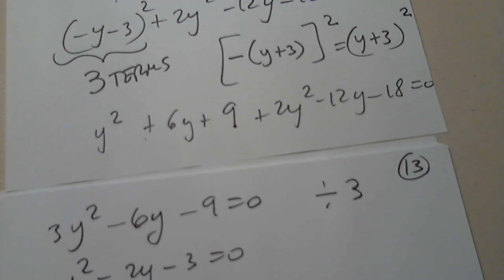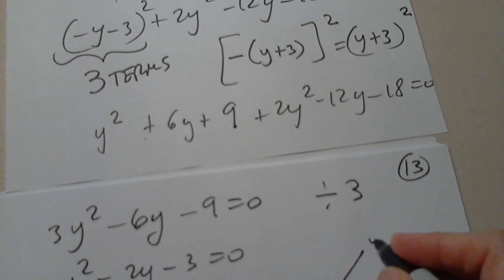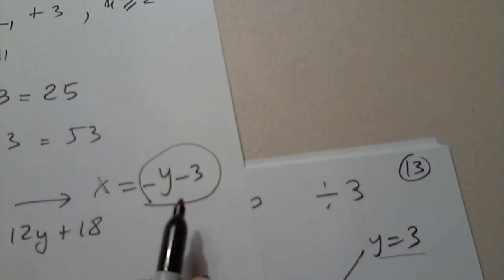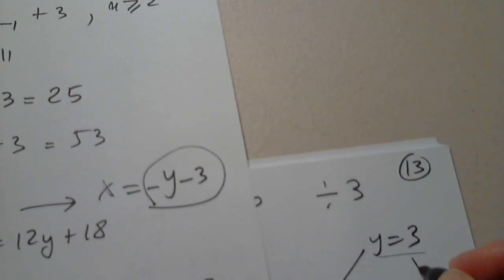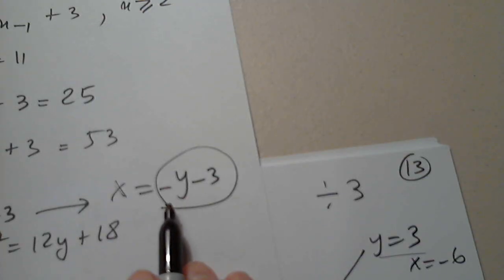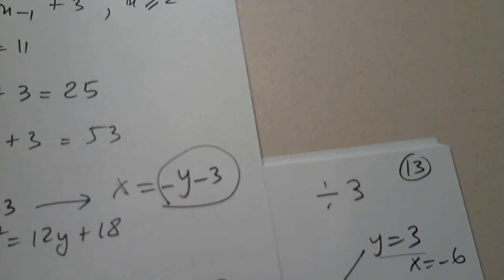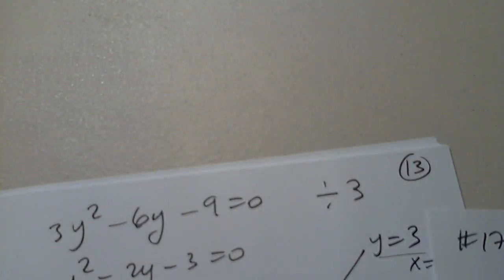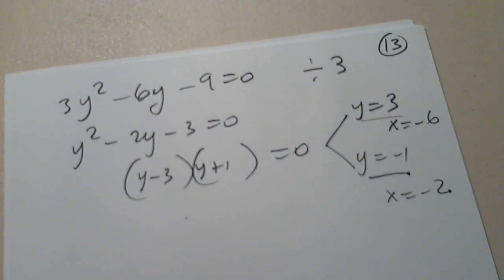Into y minus 3 and y plus 1. So I have 2 options, y equals 3 and y equals -1. Is this good? Yes, but not good enough because I only have y. But that's okay. If y is 3, -3 minus 3, x equals -6. If y is -1, 1 minus 3 is -2. So we claim 2 ordered pairs as solutions.